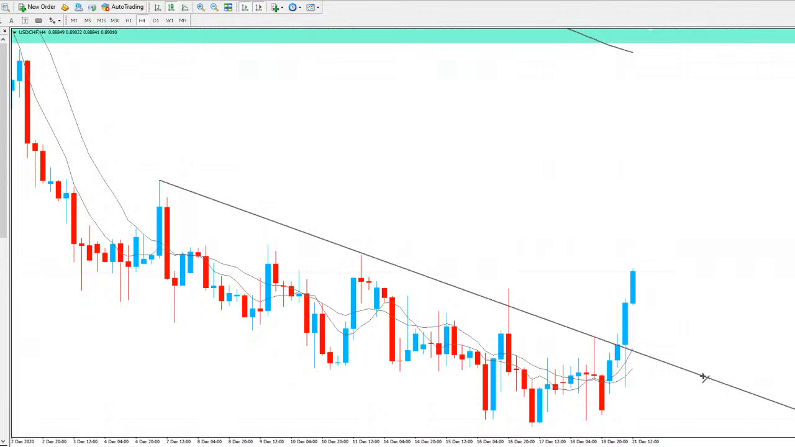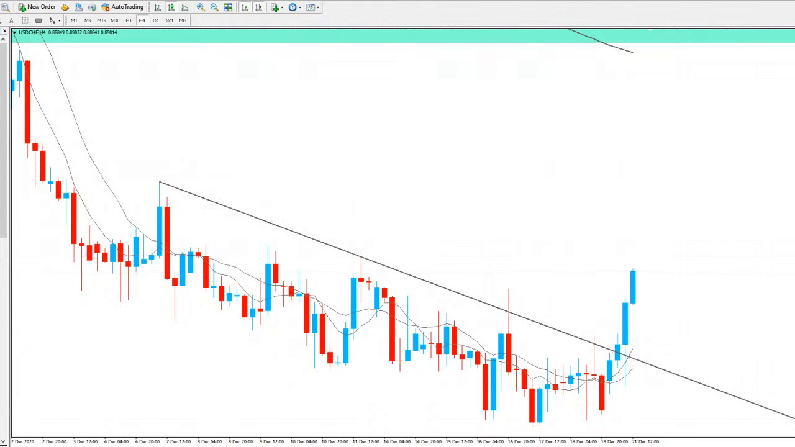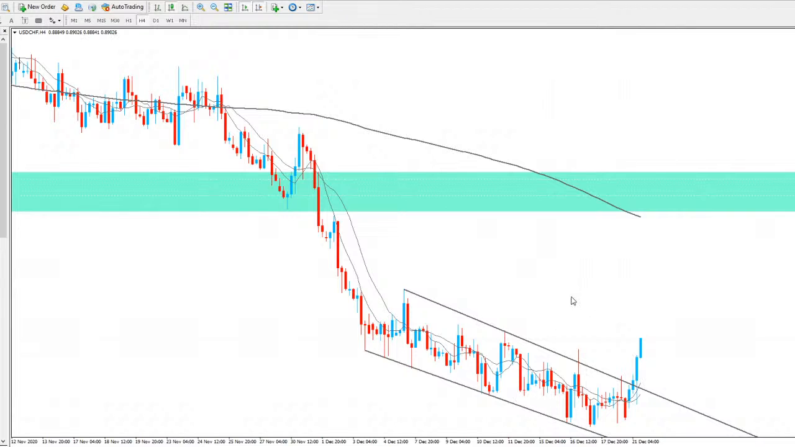Looks like we've broken out of our channel here. If I connect the wicks and the highs and lows of price, again we have this channel on the 4 hourly time frame moving to the downside correctively, and you can see we've had a push to the upside, broken above that. So similar setup to USD CAD actually, and we have that channel we've broken above it.